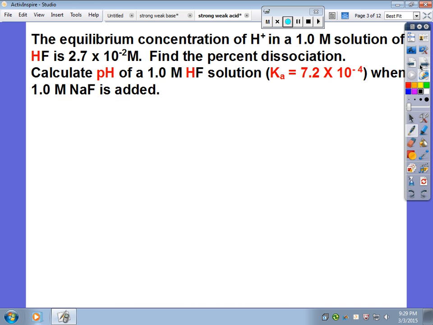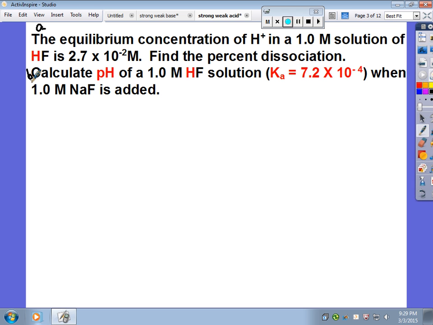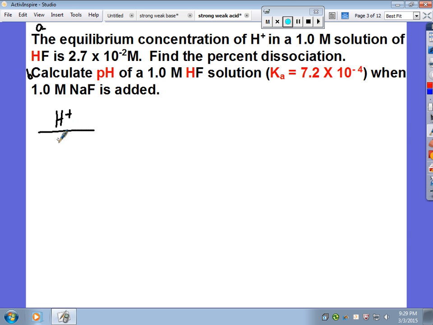Okay? So the equilibrium concentration of hydrogen ions in a 1.0 molar solution of HF is 2.7 times 10 to the negative 2 molarity. Find the percent dissociation. That's the first part of this. So I actually should call this A and call this B. So for A, I need to find the percent dissociation. What is that? That's how many hydrogen ions I have dissolved out of my HF molarity, times 100.